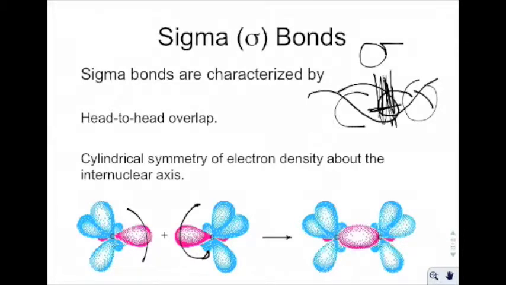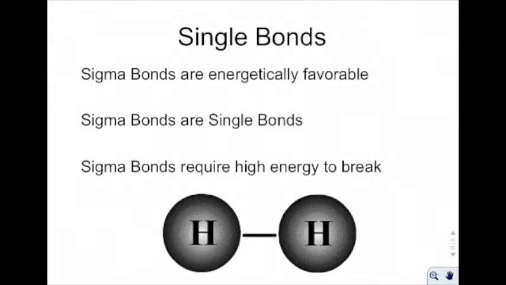So the fact that a sigma bond is free to rotate and is the strongest of the bonds is because it has this head-on overlap. Now, these are single bonds, and these sigma bonds are very energetically favorable. They like the overlap. So sigma bonds are the single bonds and require the most amount of energy to break. To break a sigma bond requires a great deal of energy. It depends on the atoms and all that, but it requires more energy.